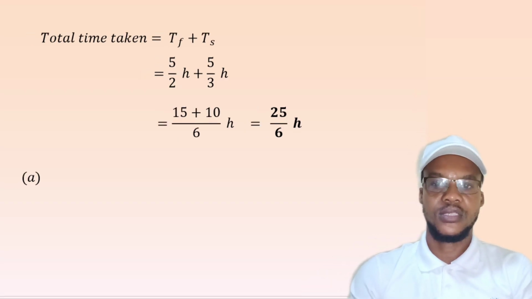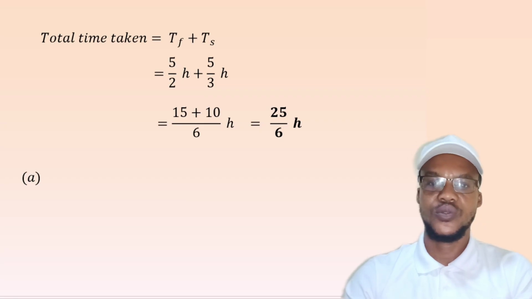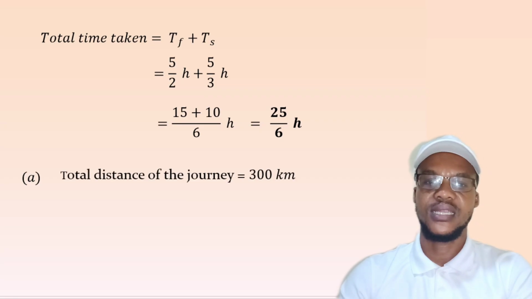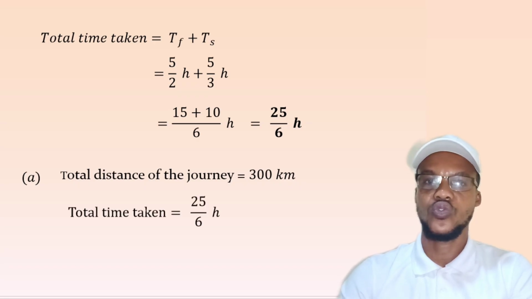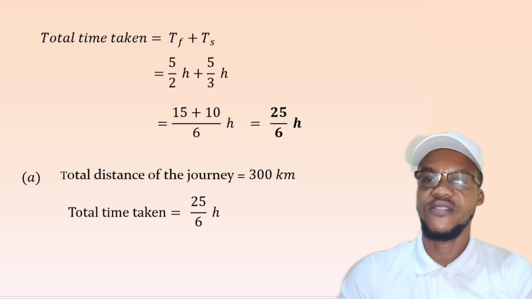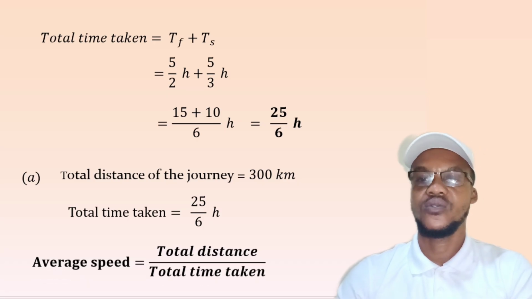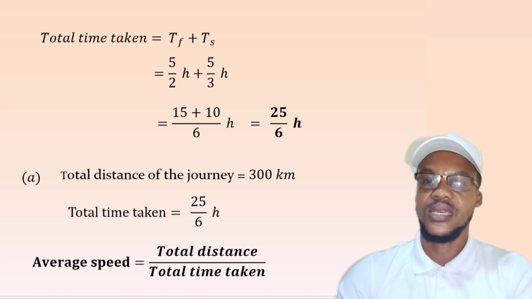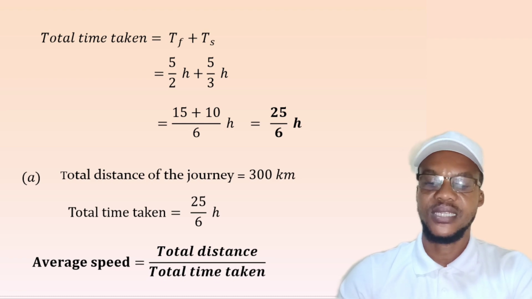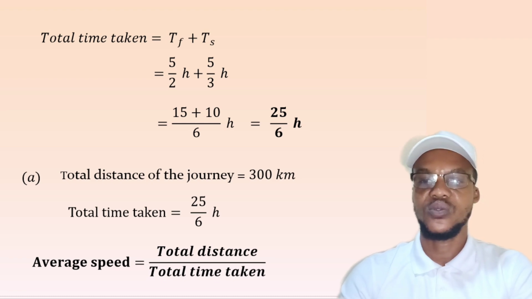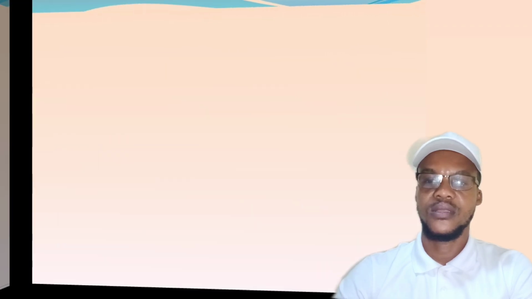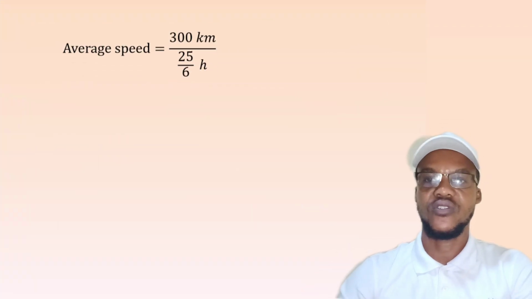So as you can see, we have it. Then as we know, the total distance is 300 kilometers, and we also know the time taken is 25.6. Then finding the average gives us the total distance over the total time taken. Then we just do substitution and go ahead. Okay, so we just do that and then move on.